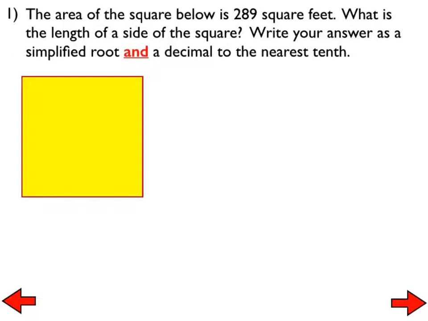The area of the square below is 289 square feet. What is the length of a side of the square? Write your answer as a simplified root and as a decimal to the nearest tenth, and that applies if this is not a perfect square. So we know that we have a square with an area of 289. We also know that squares have all equal sides. So if we were to set up an equation to deal with this, and if I made both of those sides be represented by the variable x, we would have x squared equals 289. By the way, what would the sides of that square be? 17, right?